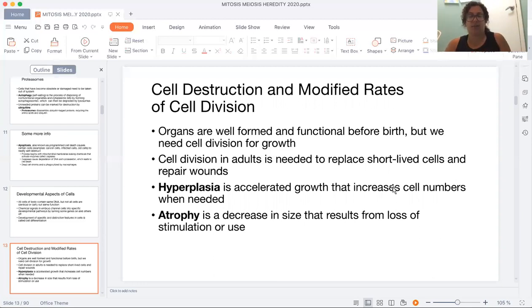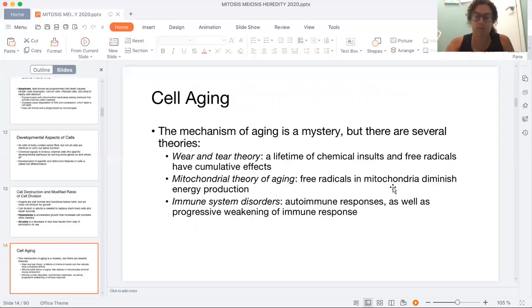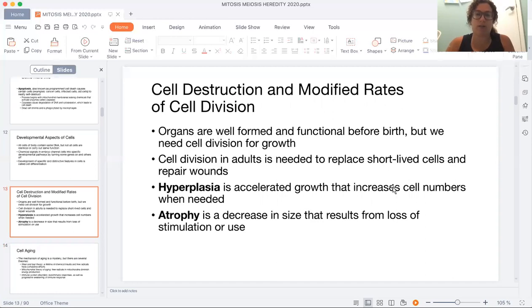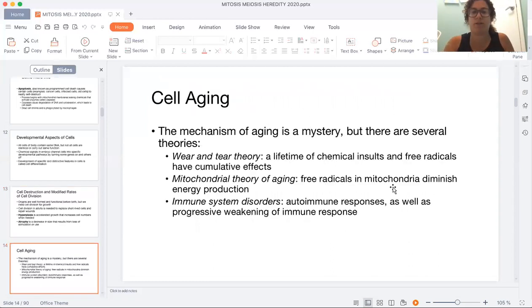The opposite can happen, which is atrophy. You might hear that in terms of muscles, where there's a decrease in the size of the cells that results from the loss of stimulation or use. Now, there is a term that's not on here that you might hear interchanged, and that's hypertrophy. Hypertrophy means that the actual cell size itself is growing. So when we're growing our muscle cells or our cardiac cells, we might have hypertrophy, and that's the actual increase in the cell size. Hyperplasia, the number of cells is increased.